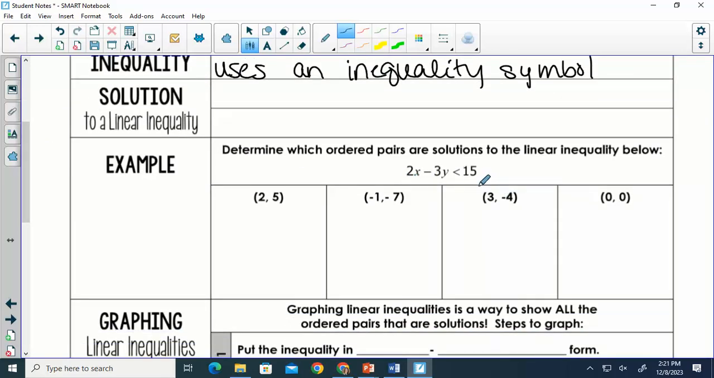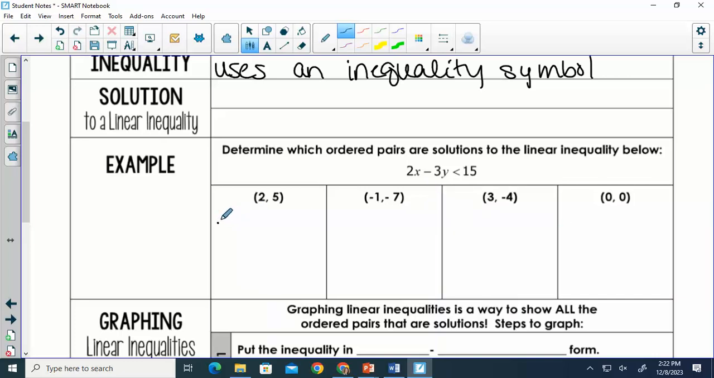All right, so for example, with a linear inequality, we have ordered pairs that are solutions. So we solved inequalities with one variable, so we would have like x is greater than 4. And so any number greater than 4 was the solution. Now if we're looking at inequalities that have both x's and y's, it has to be that when we plug the ordered pair in, it makes the whole thing true. So let's check which of these would be a solution.